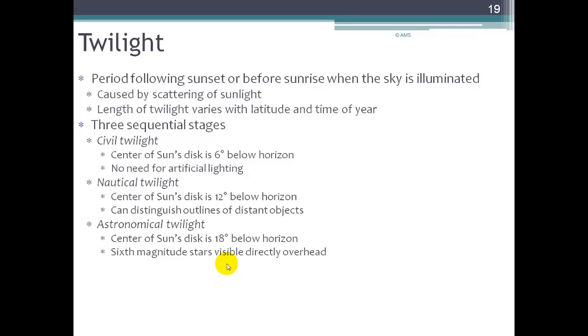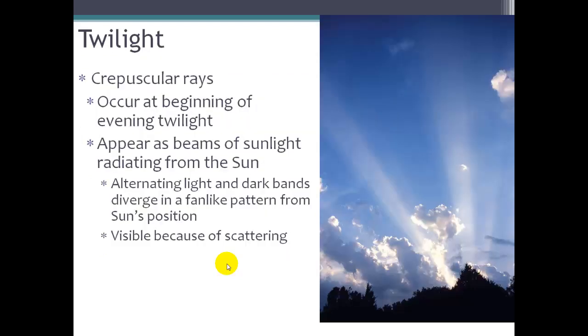So twilight comes in 3 stages. There's something called civil twilight, and then nautical twilight, and astronomical twilight, and they are measured by how far the sun is below the horizon. So you can see the values here. For civil twilight, the center of the sun's disk is 6 degrees below the horizon. For nautical twilight, it's 12 degrees below the horizon, and for astronomical twilight, it is 18 degrees below the horizon.